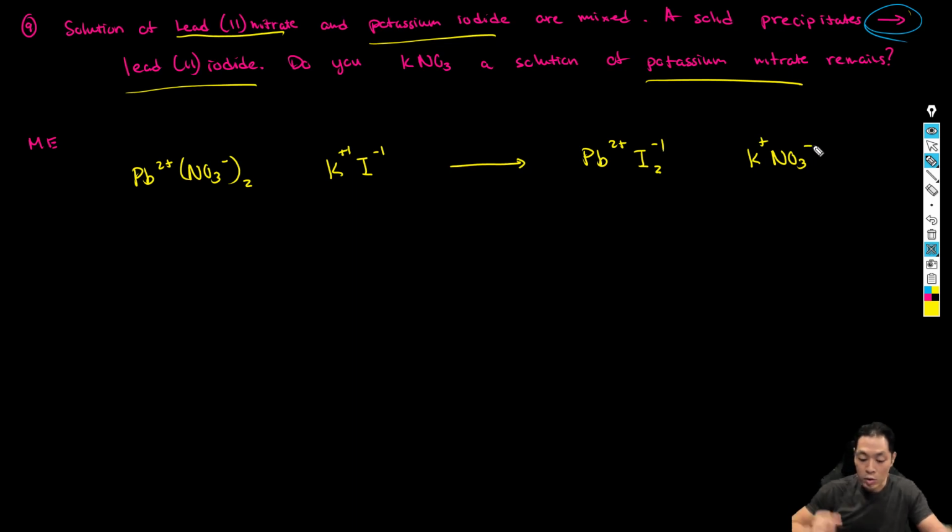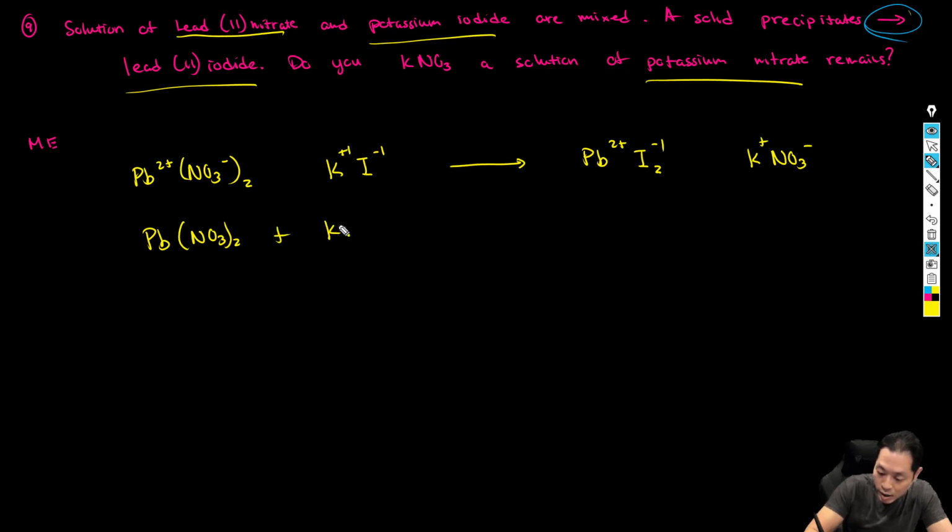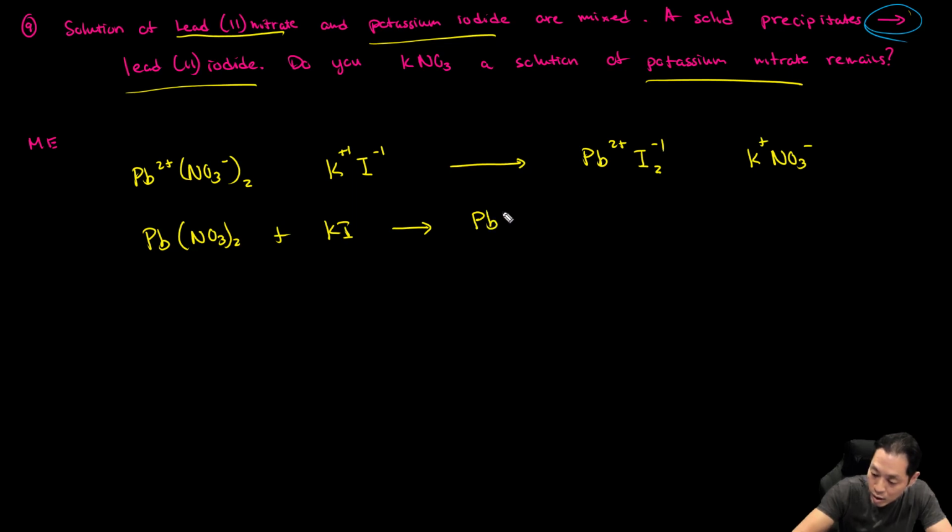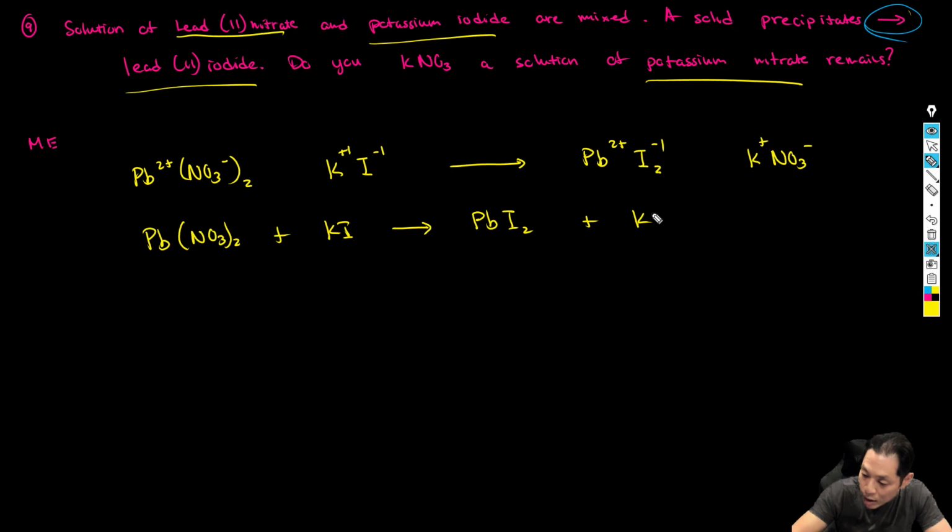So the molecular formula is the following. You have a solution which is PbNO3 plus KI yields PbI2 plus KNO3.